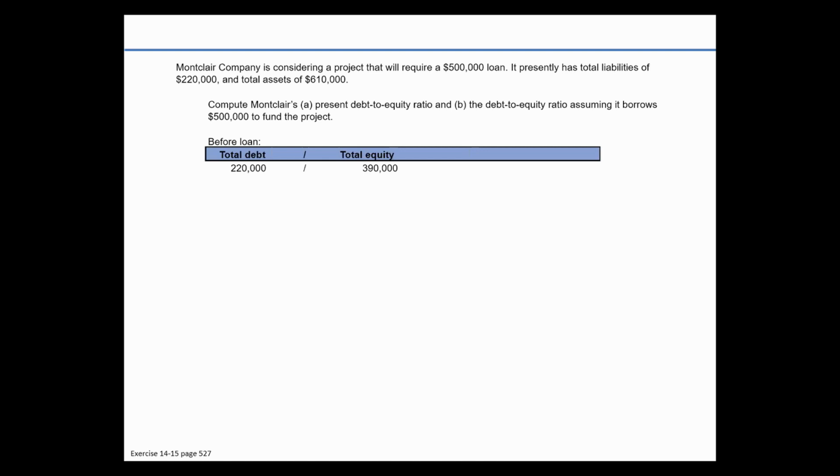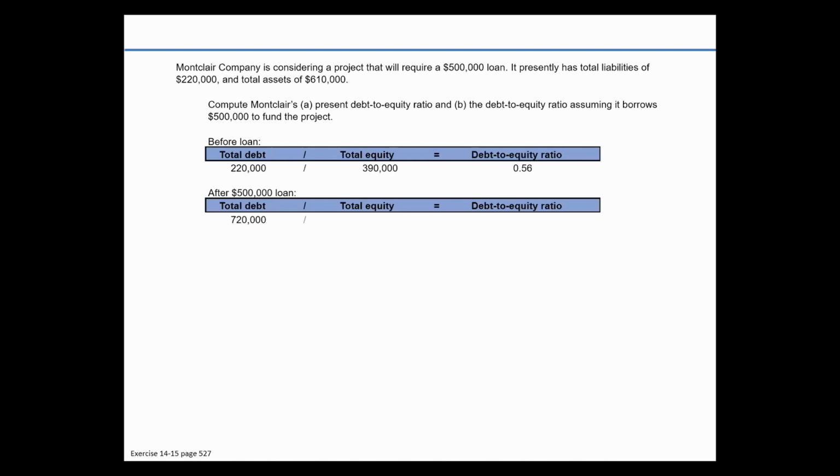Again, you take the amount of assets, subtract from that the amount of debt that they have. That's how you're going to get the equity. So that equals 0.56. And then after the loan, we see here that with a $500,000 loan, so $720,000, they still have the same amount of equity. So then the debt to equity ratio is 1.85.